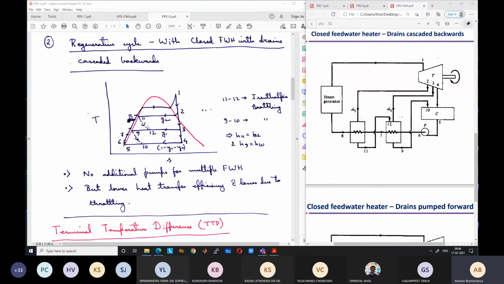State 12 in energy will be transferred to the feed water coming from the pump. So that energy is transferred from 6 to 7. It also takes part in the heat exchange. So this is useful. What about the last stage?